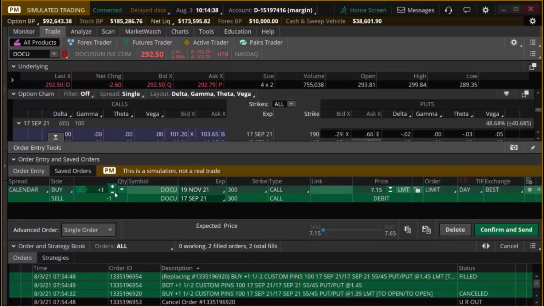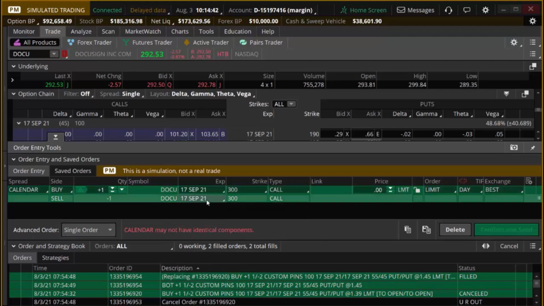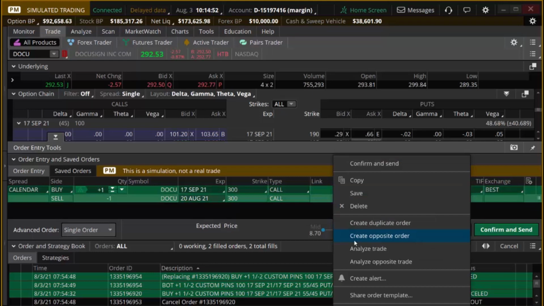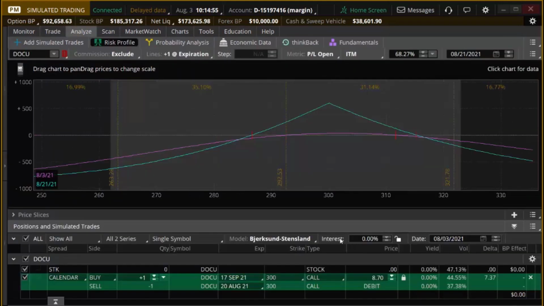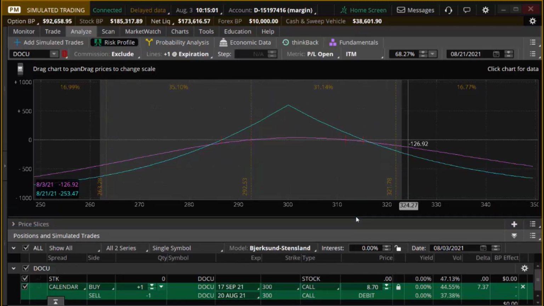That's the horizontal. I'm going to buy, what did we say? We'll buy September 300. We'll sell the August monthly 300 call. And that comes out to an $870 debit. I'm going to right click and let's analyze this thing and look at the risk graph. So here's our risk graph for this DocuSign horizontal spread.